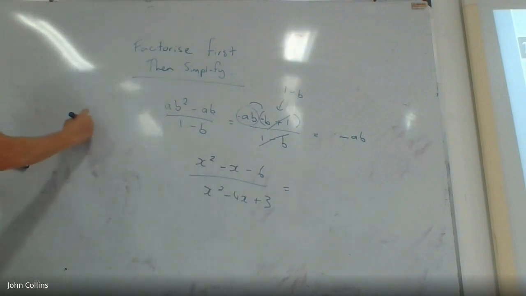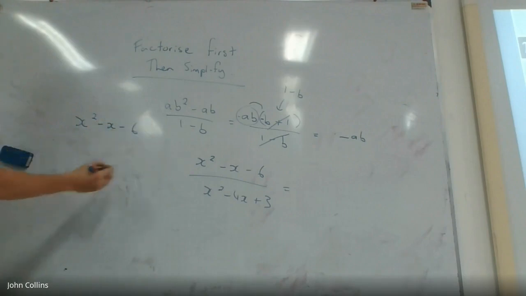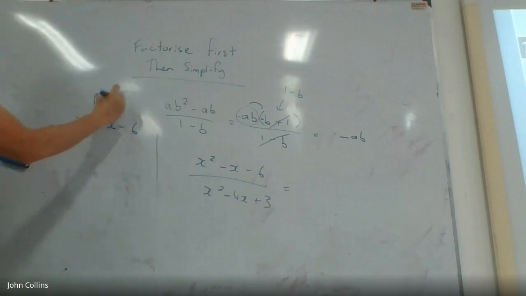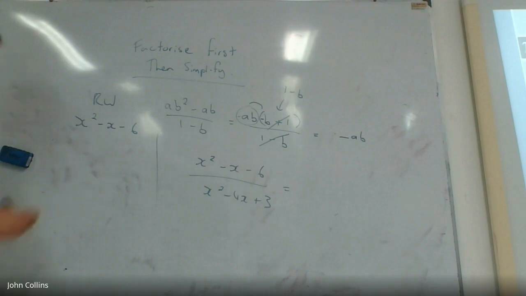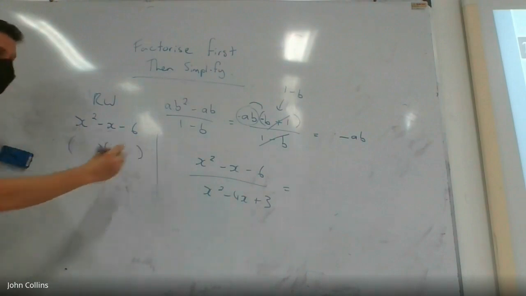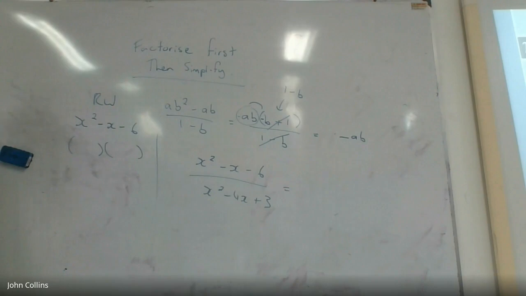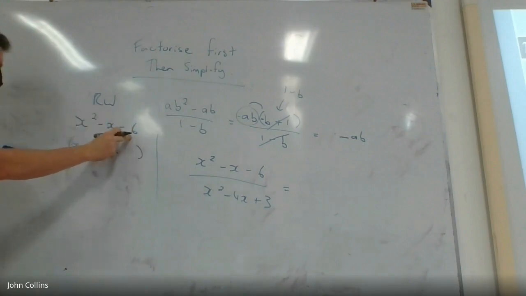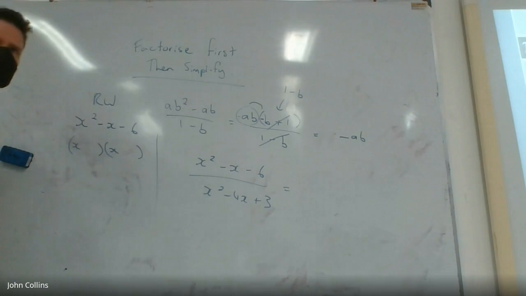So let's look at x squared minus x minus 6 as a bit of rough work over here, and then I'll put in my factorization over there. What is the factorization of x squared minus x minus 6? Two brackets anyway. X times x to get the x squared. 3 times 2, 6 times 1. Which should I use? 2 and 3. Which needs to be minus?